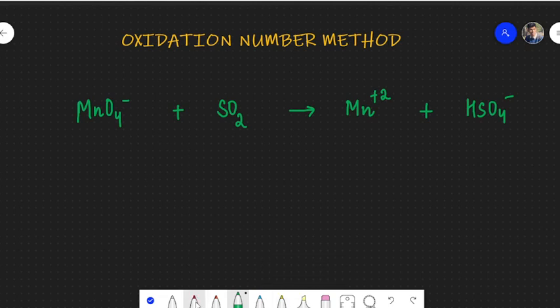In today's video, we are going to balance this chemical reaction through the oxidation number method. So let's start with the discussion. The first step here is to write the oxidation state of each element. So let's start with this.